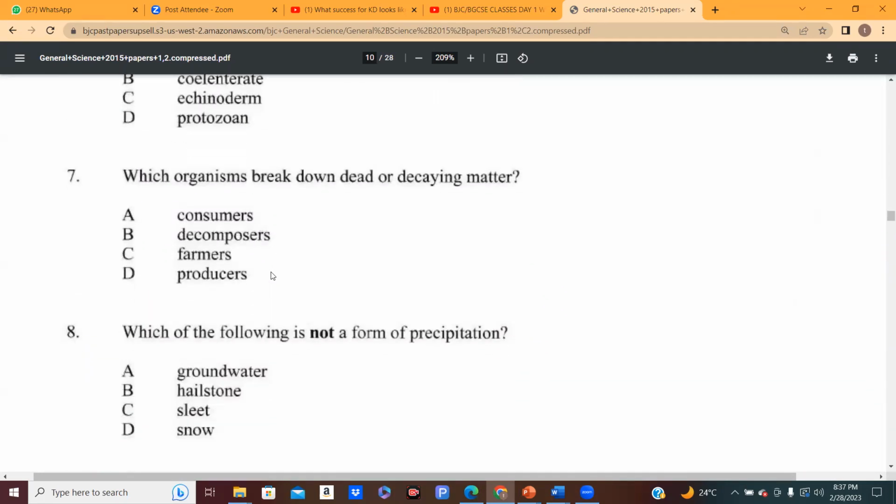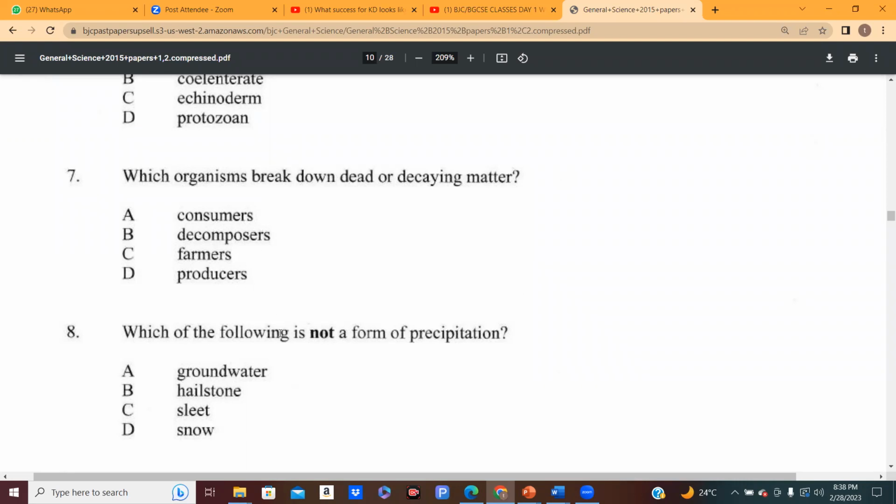Very good. Number 7. This is for Lanaya. Which organisms break down dead or decaying matter? Is it A, consumers, B, decomposers, C, farmers, or D, producers? B. Decomposers. Very good. Decomposers break down dead or decaying matter.